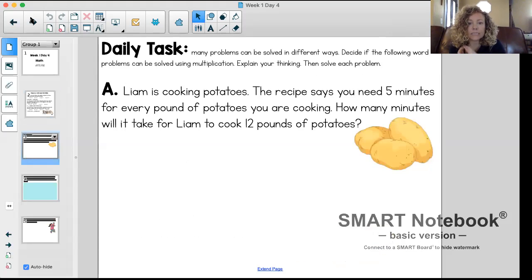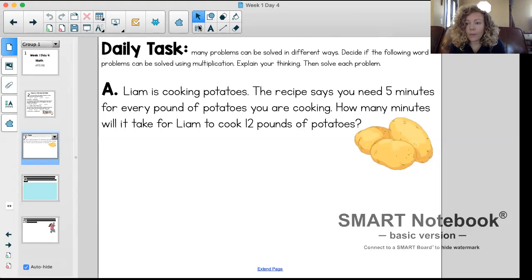All right, we're going to move on to the daily task. Many problems can be solved in different ways. Decide if the following word problems can be solved using multiplication. Explain your thinking and then solve the problem. Problem A, Liam is cooking potatoes. The recipe says he needs 5 minutes for each pound of potatoes you are cooking. How many minutes will it take Liam to cook 12 pounds of potato?